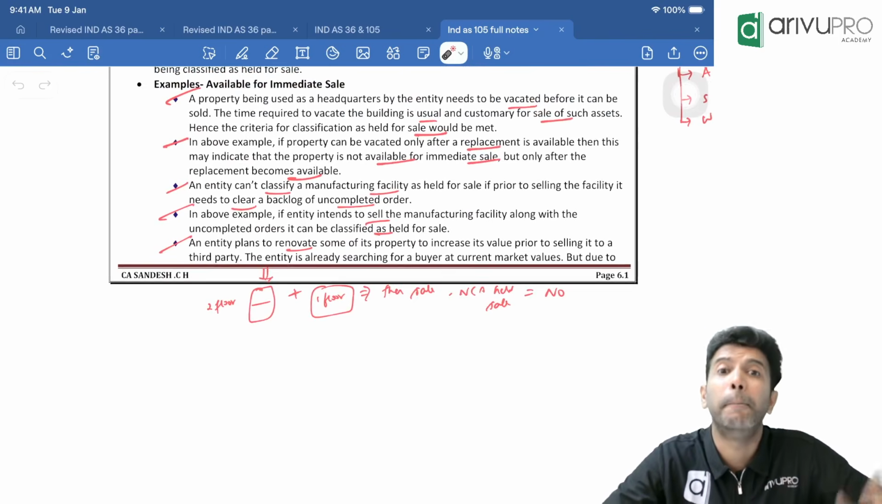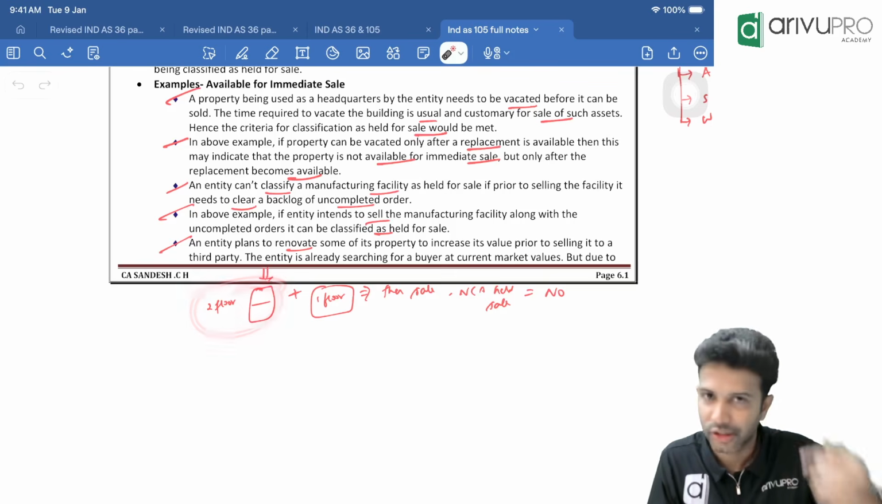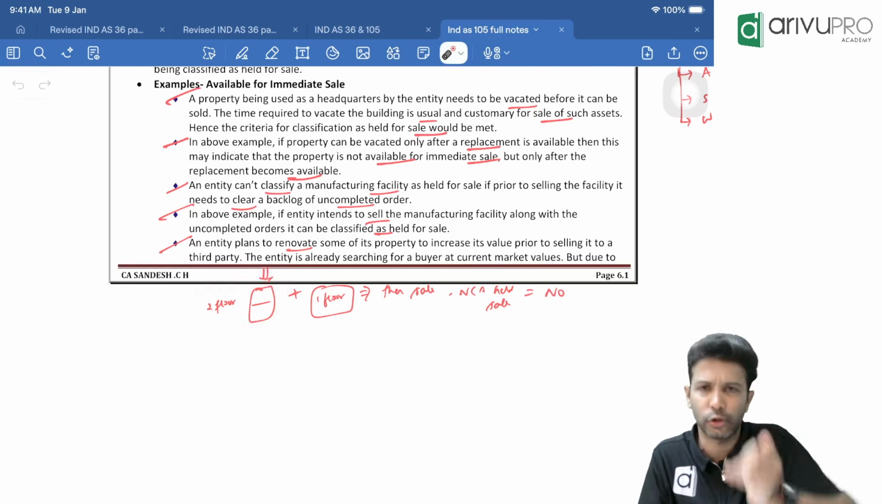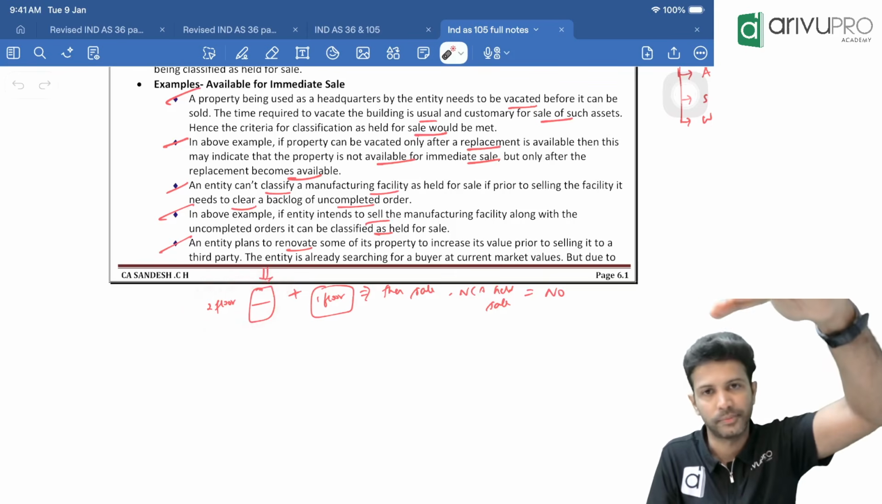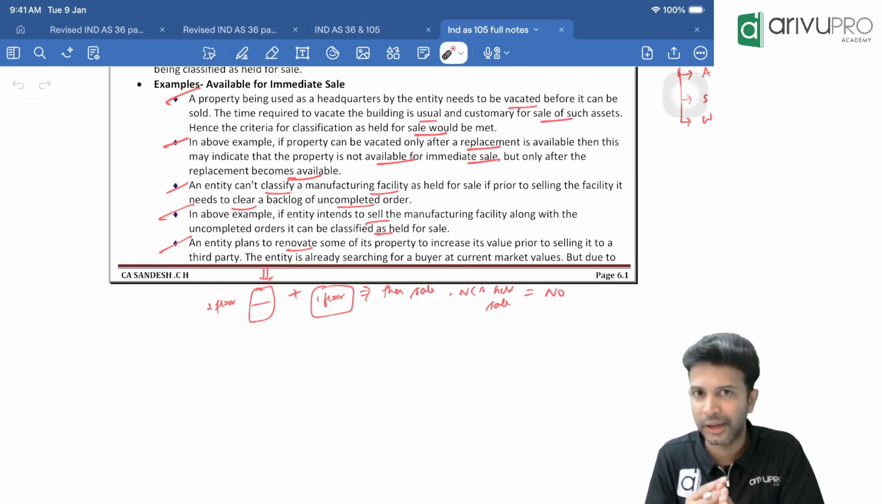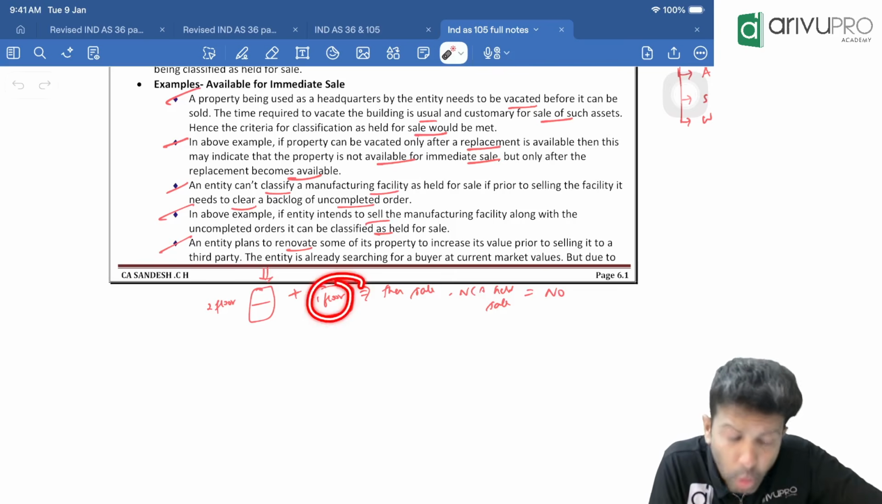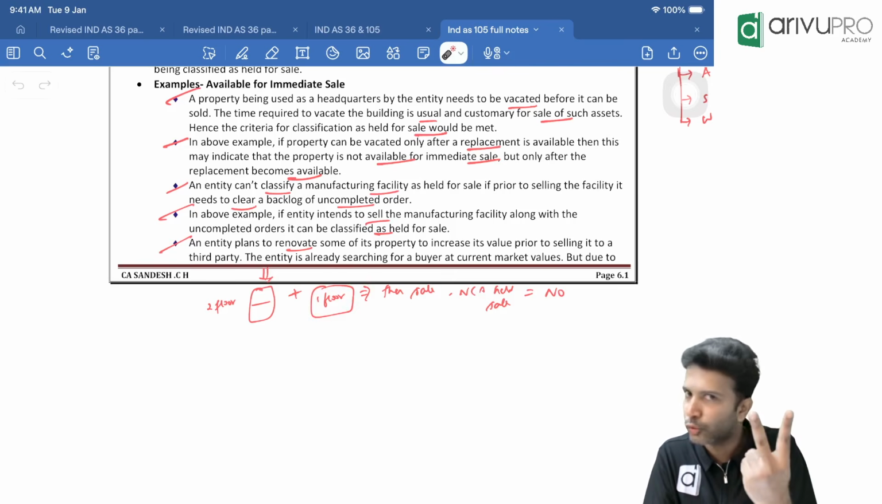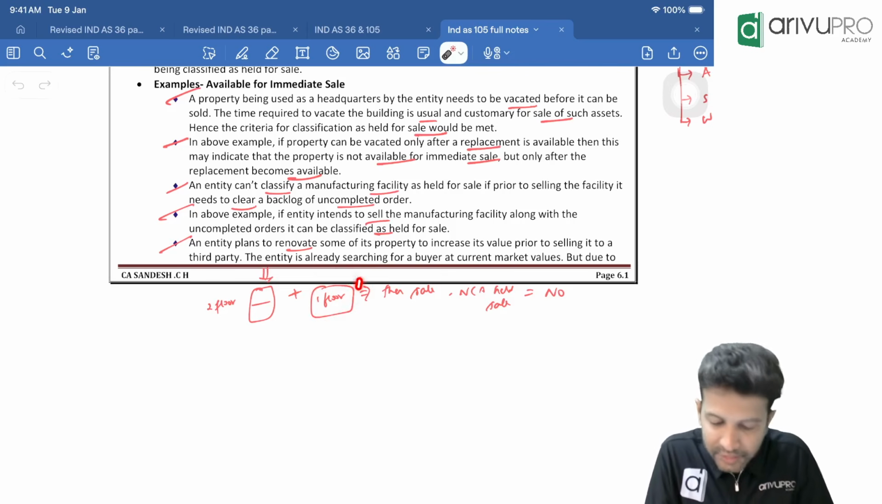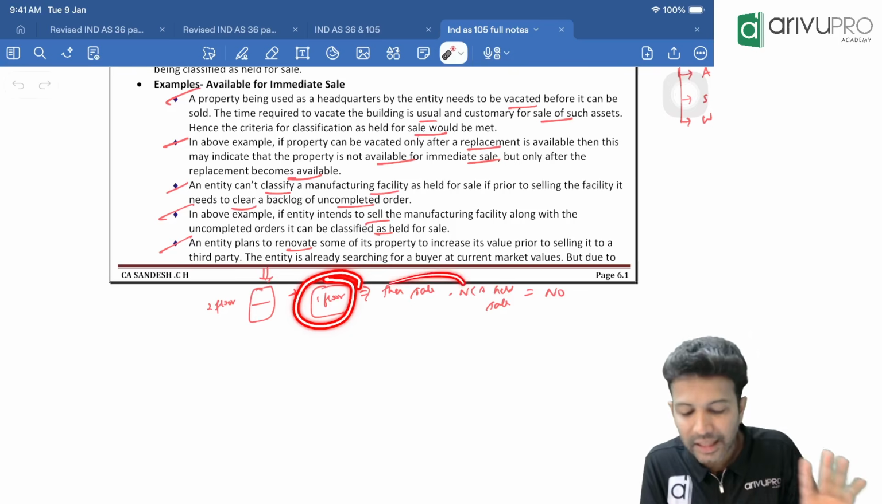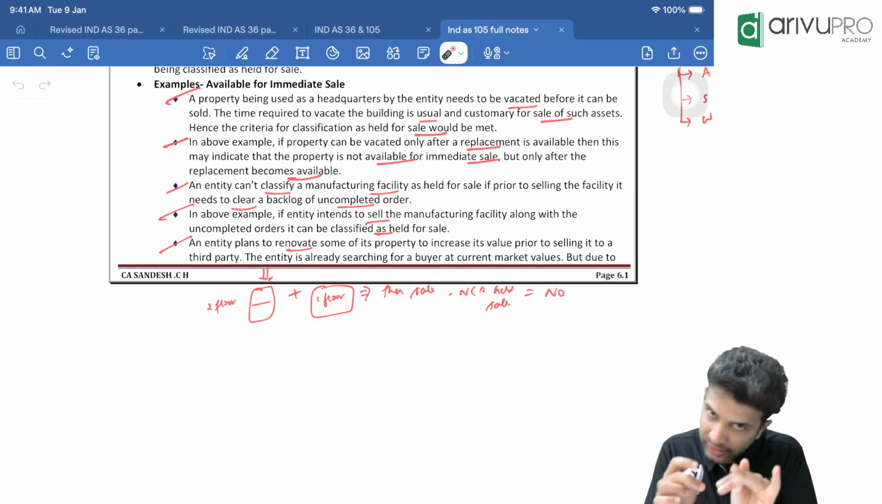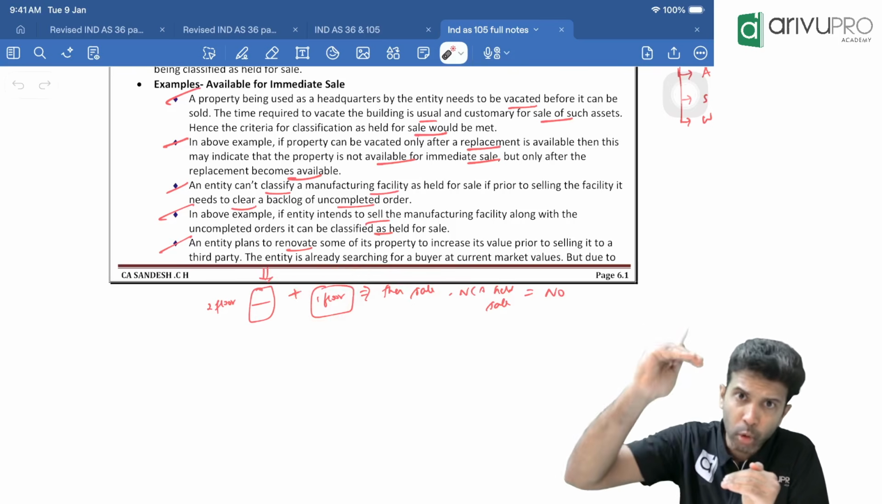That building has 2 floors, ground floor and first floor. Now, company has decided to sell this building, but what the company also wants to do is construct one more floor. Currently, 2 floors are there. Company is saying, I will construct one more floor and then sell. Currently it is 2 floors and they want to build one more floor and then sell.